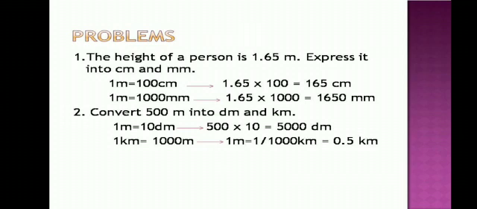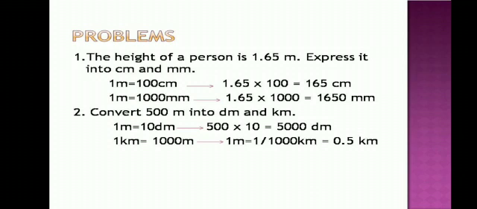Problem. The height of a person is 1.65 meter. Now we are going to express this into centimeter and millimeter. We already know the formula. 1 meter equal to 100 centimeter. So 1.65 into 100 equal to 165 centimeter. Similarly, 1 meter equal to 1000 millimeter. And then multiply 1.65 into 1000 and we will get the answer.